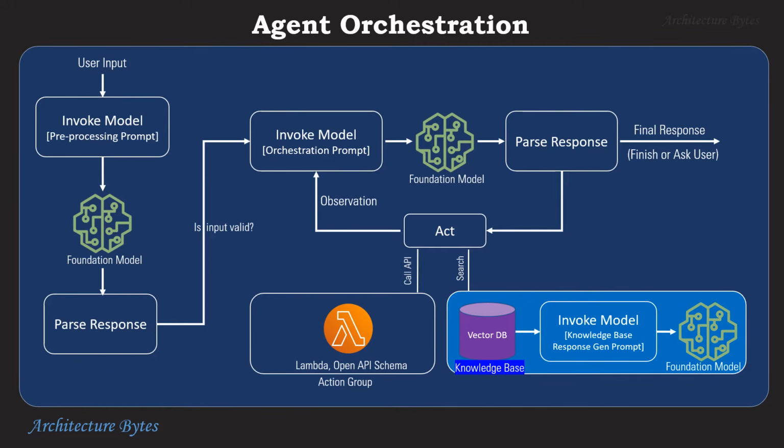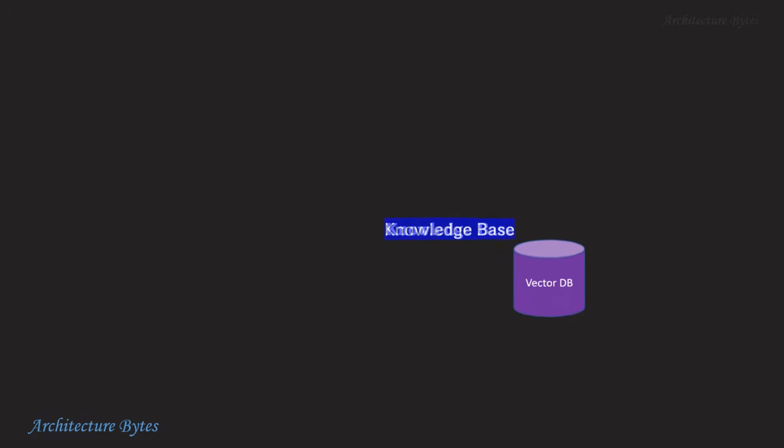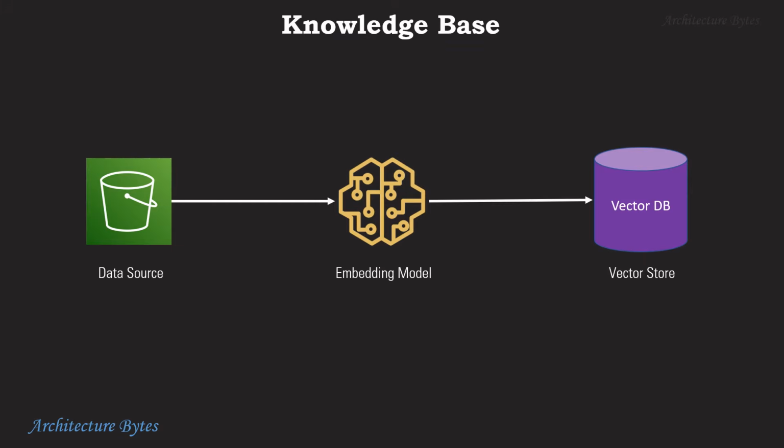Next, we will create a knowledge base. Setting up a knowledge base involves creating a data source S3 bucket, selecting an embedding model, and a vector store. The bucket is where our enterprise data is kept. In this case, our CSV and PDF files. The embedding model converts text to vector embeddings. Remember that embedding model is different from a foundation model.